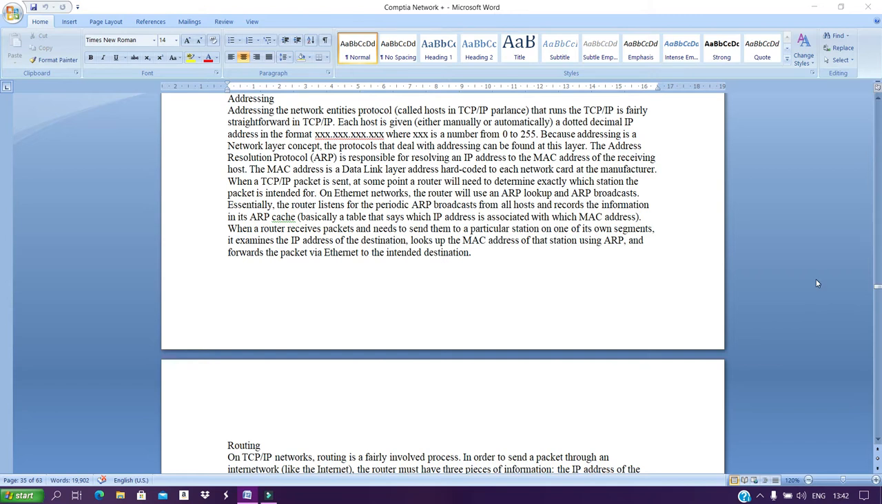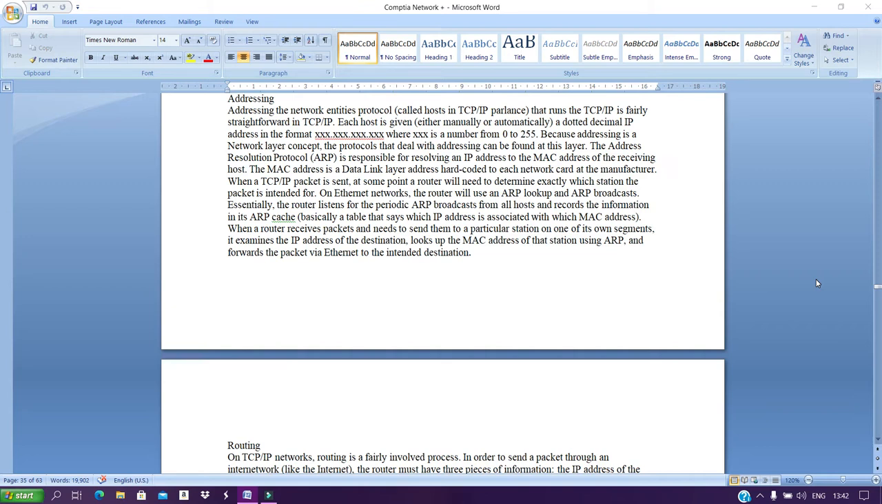Addressing. Addressing the network entities, called hosts in TCP/IP parlance, that run the TCP/IP protocol is fairly straightforward. Each host is given, either manually or automatically, a dotted decimal IP address in the format of xxx.xxx.xxx.xxx, where xxx is a number from 0 to 255.